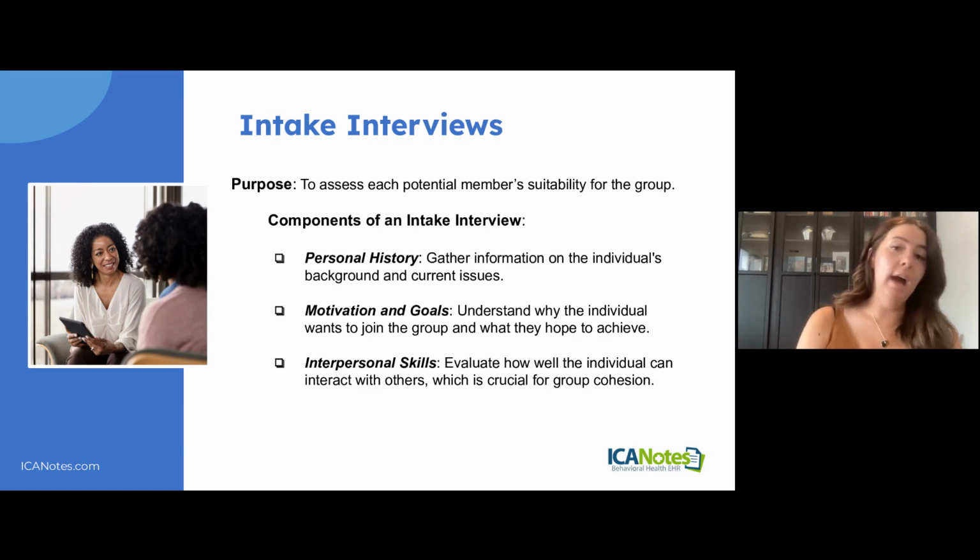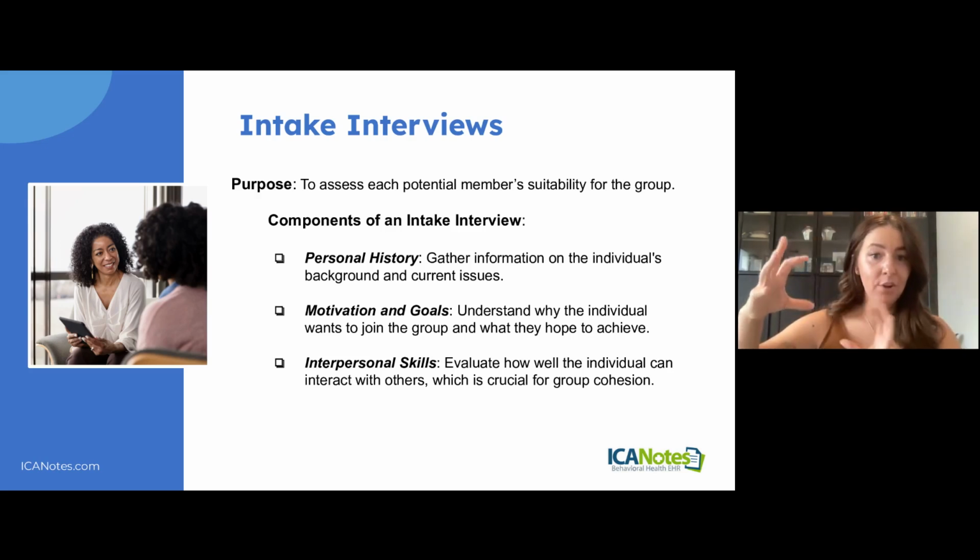You're going to want to look at personal history. Motivation and goals is also very important, as well as interpersonal skills. All of these mixed together create a really great group member who can really help facilitate problem solving. With the incorrect assortment, that can be really difficult to manage.